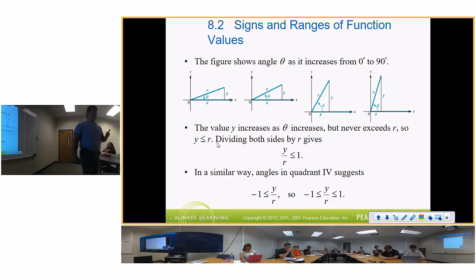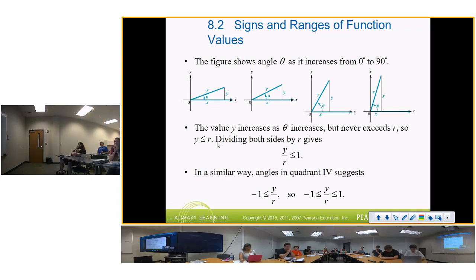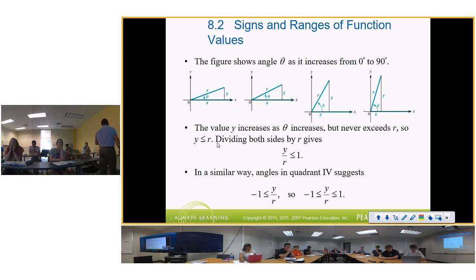It's going to be positive, and it's always going to be your longest side, and it's always opposite from the 90-degree angle. Always.